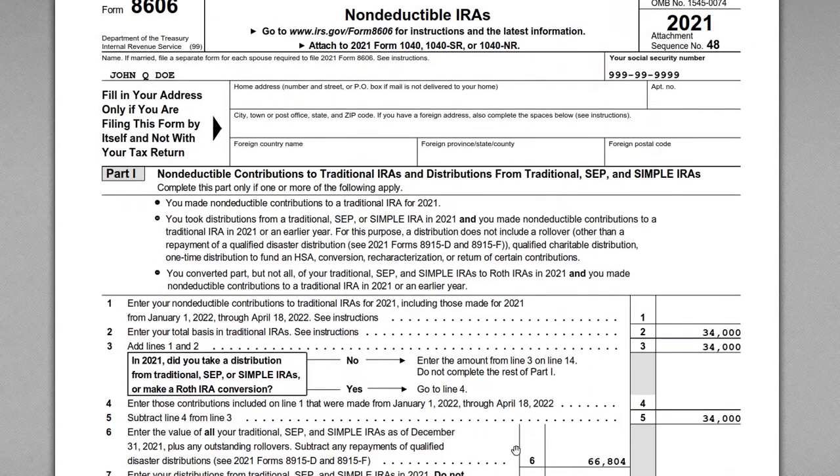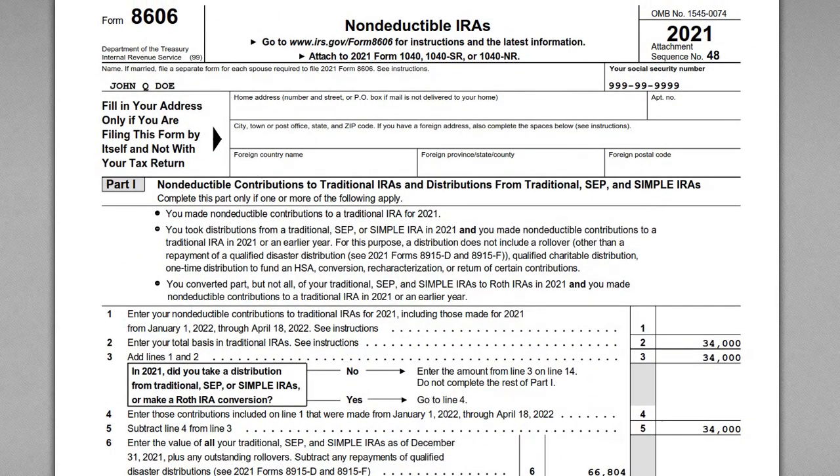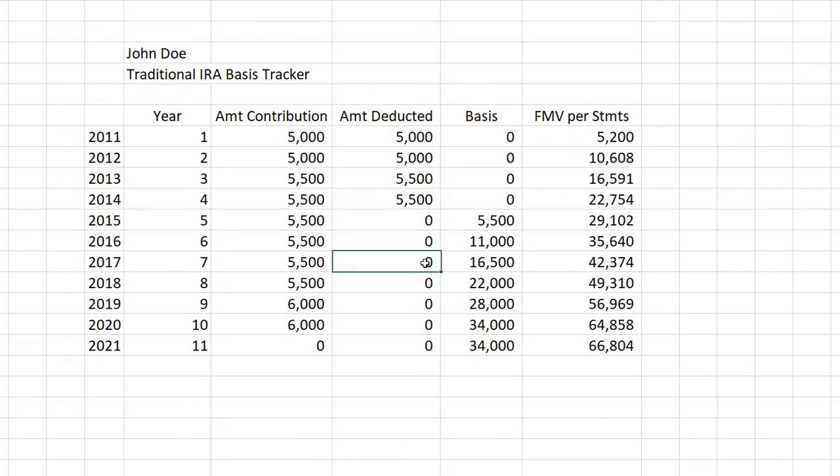Okay, so let's look at the Excel sheet, and hopefully this will make it a little more clear because I understand it can be quite confusing. So we've got John Doe here. This is his very simple traditional IRA basis tracker. So what John was doing was he started putting money into the traditional IRA in 2011. So the amount of contribution that he put in was $5,000, and he was allowed to deduct $5,000 of that contribution because he was within those income limitations.